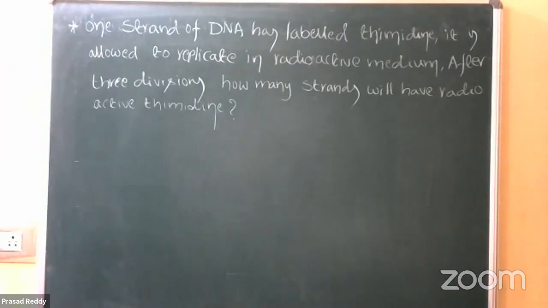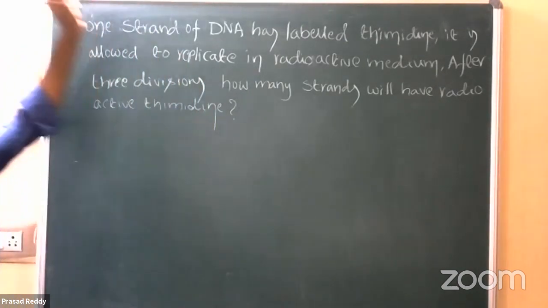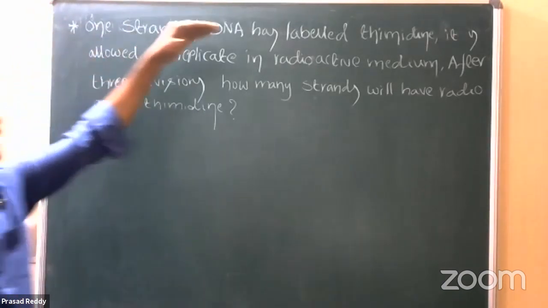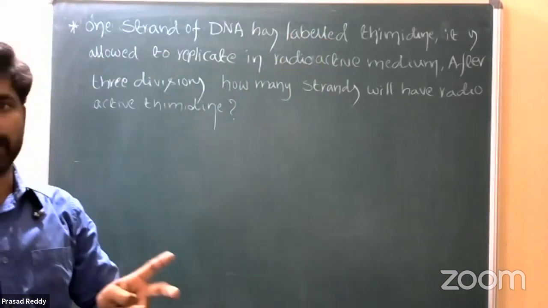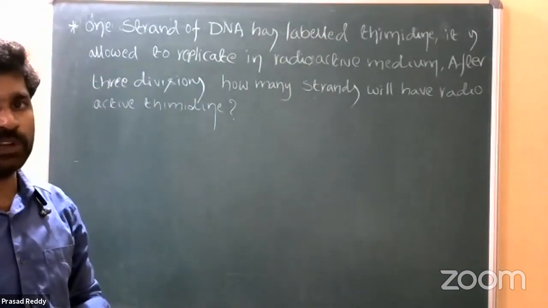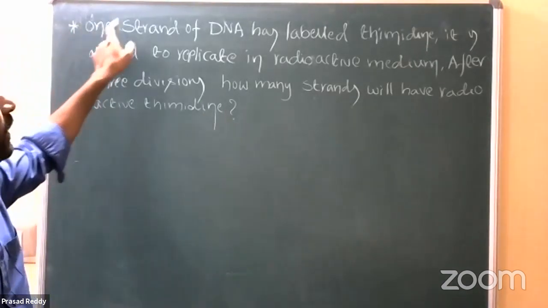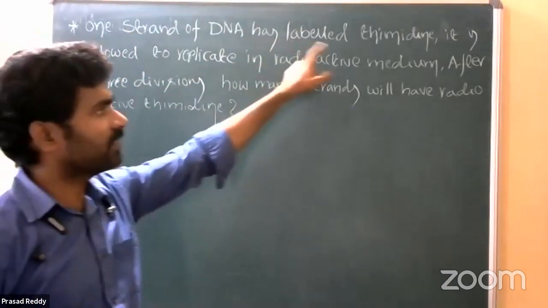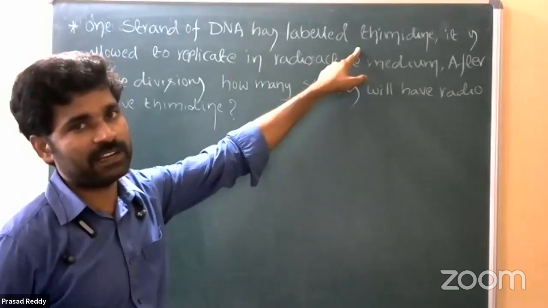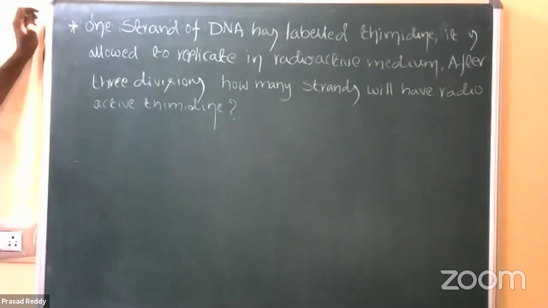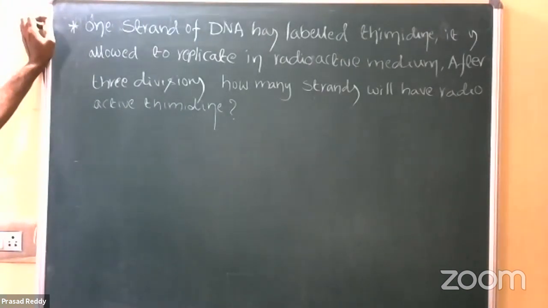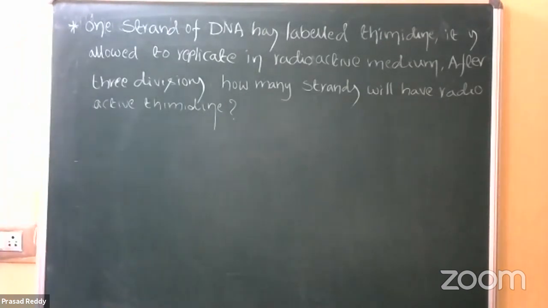This is the question, right? So read that question carefully. One strand of DNA has labeled thymidine. It means it is a double-stranded DNA molecule, in which only one strand has radioactive thymidine. Then it is allowed to replicate in radioactive medium. After 3 divisions, how many strands will have radioactive thymidine? This is the actual question.